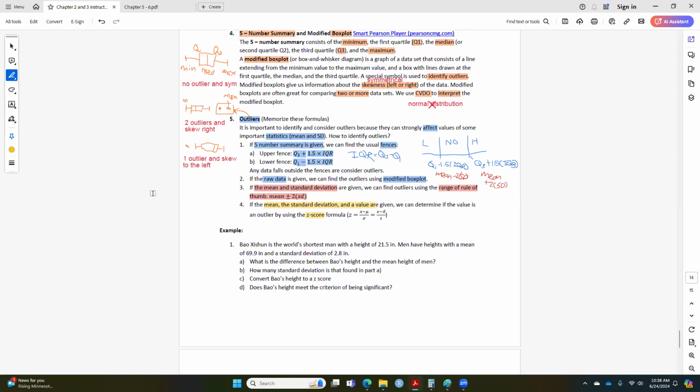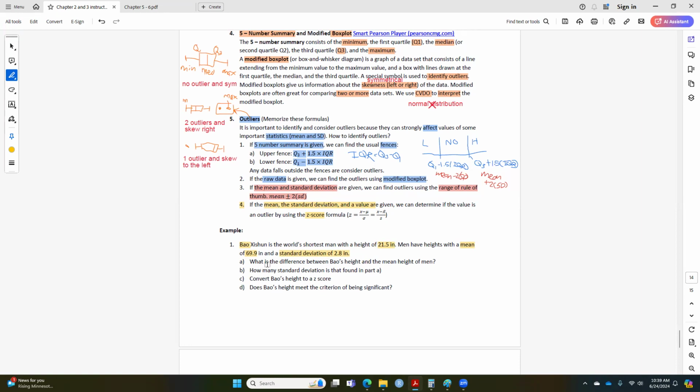So the first example is Bao is the world's shortest man with a height of 21.5 inches. Men have height with a mean of 69.9 inches and a standard deviation of 2.8 inches. So the question is giving us the mean, the standard deviation, and also a value, which is Bao's height in this case. You can tell that this question is like number 4, where they give us the mean, the standard deviation, and the value. So that means usually they will ask to find the z-score.